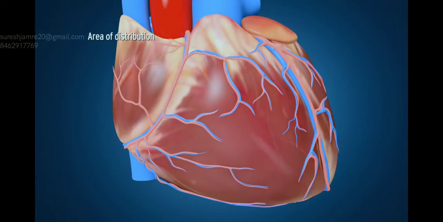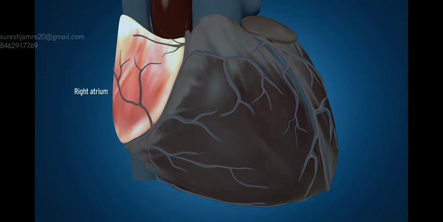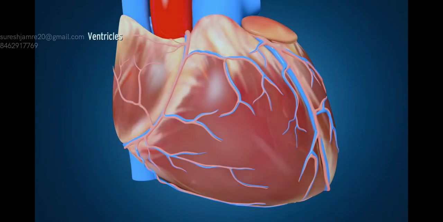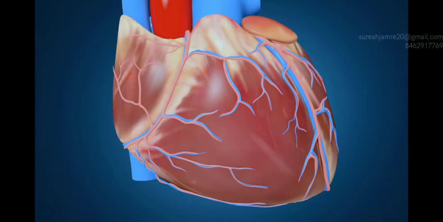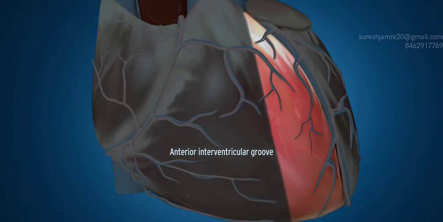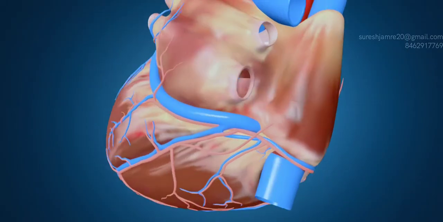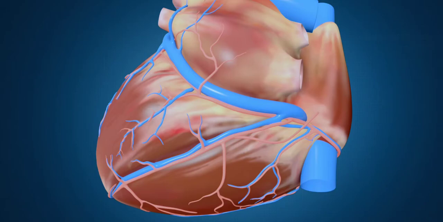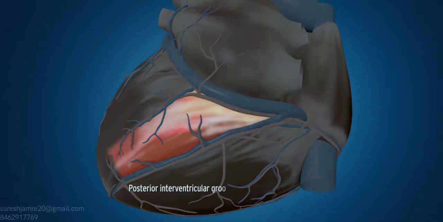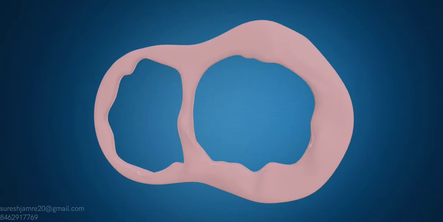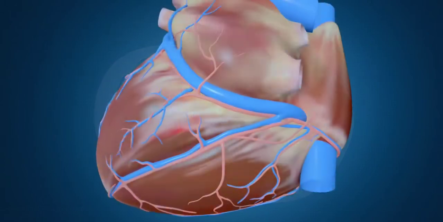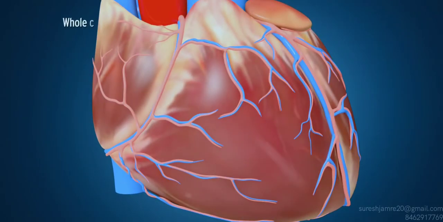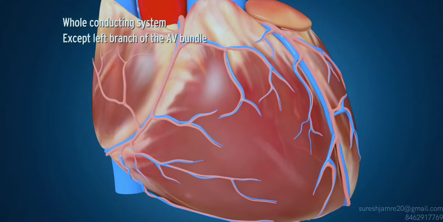Area of distribution. Right atrium. Ventricles: greater part of the right ventricle, except the area adjoining the anterior interventricular groove, a small part of the left ventricle adjoining the posterior interventricular groove, posterior 1/3 of the interventricular septum, whole of the conducting system of the heart except a part of the left branch of the AV bundle.